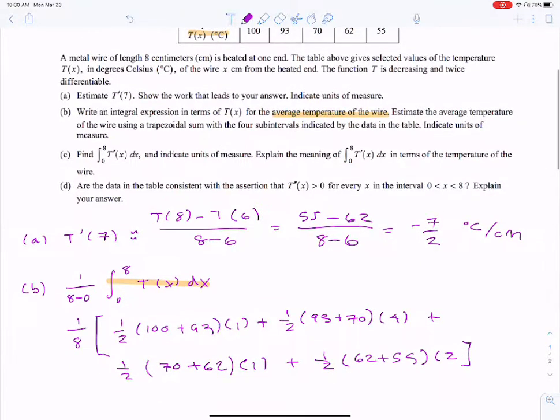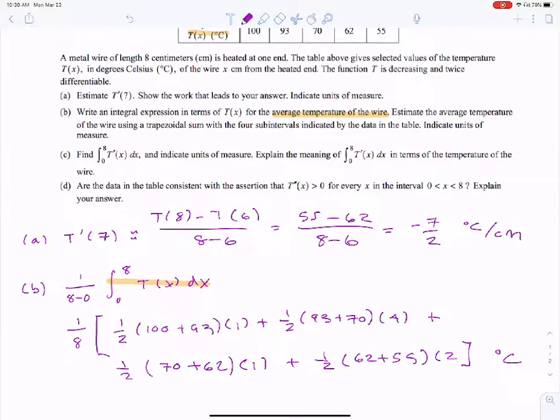I'm going to cheat. And now they do ask for units. So whatever we do, you do need units here. So I could say this whole thing, and it'd be degrees Celsius. Remember, when we do the average value, the units stay the same. So this is degrees Celsius.